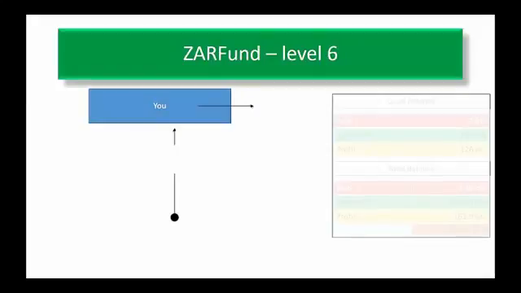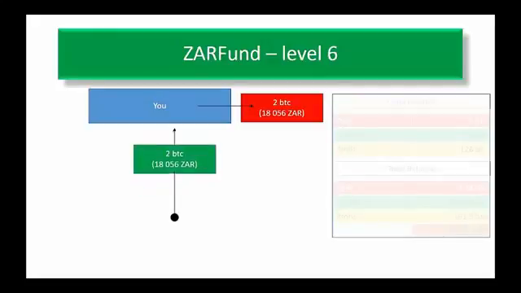So now to upgrade to the final stage, you would have to make a payment of double what you had to pay at level 5. Now you are paying 2 Bitcoins, that's 18,056 Rand. It's quite a lot of money, but if your downline is filled up till the 5th level, you have accumulated well over 300,000 Rand. It's nothing.